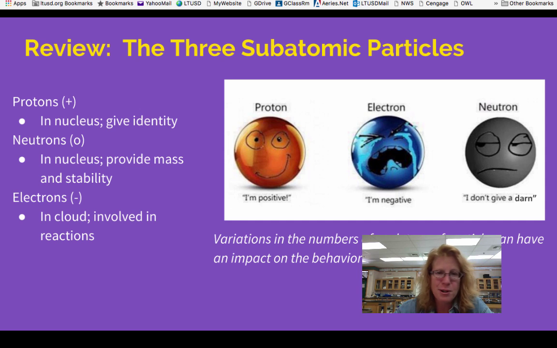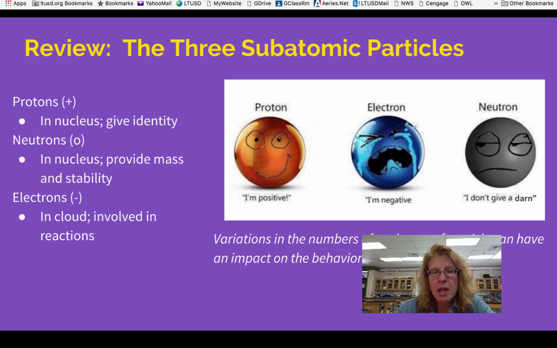The second one would be the neutrons. Neutrons are neutrally charged. They have zero charge to them. They just have mass. They're found in the nucleus, and they're related to the stability of the nucleus, and that has to do with isotopes. Again, this is mass numbers and how heavy or light a particular atom of an element is.